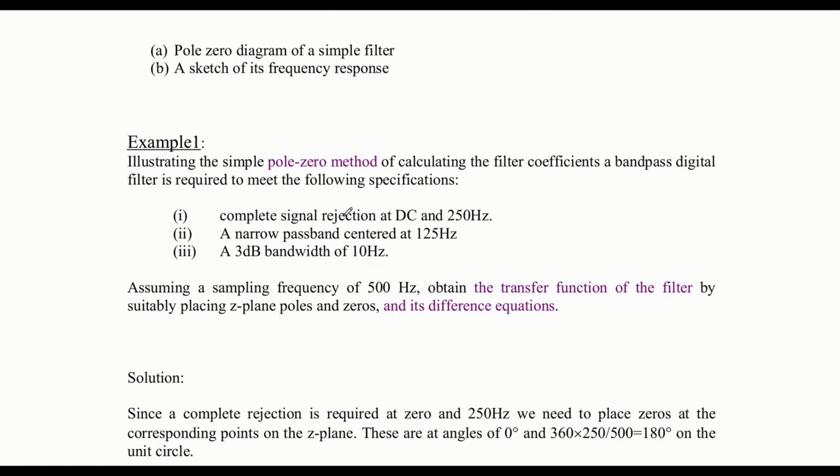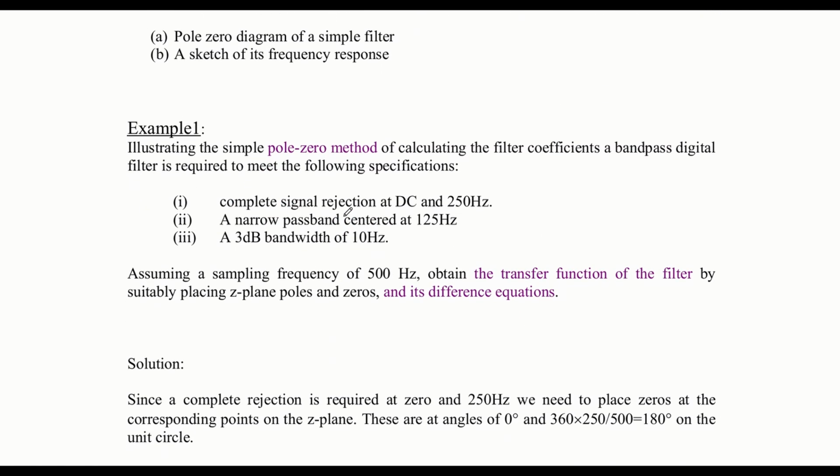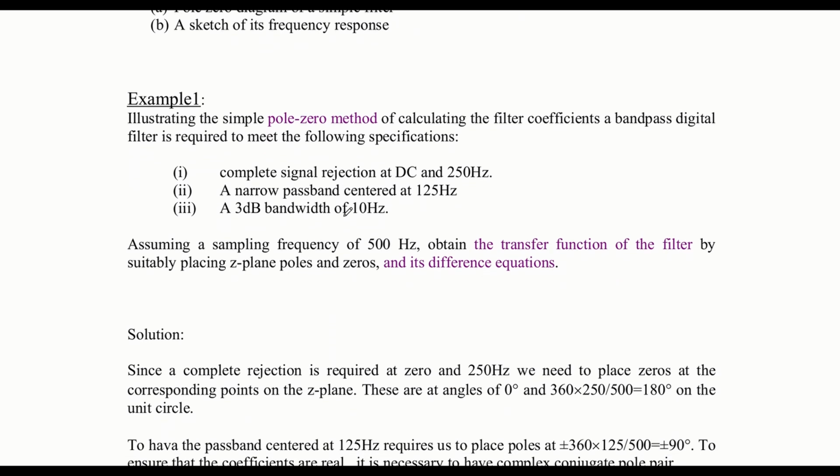So, for example, you have to illustrate the simple pole zero method of calculating the filter coefficients of a bandpass digital filter to meet the following requirement specifications. Okay, now the filter in question is supposed to have complete signal rejection at DC and at 250 hertz.